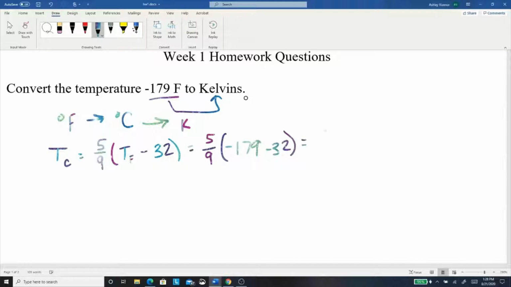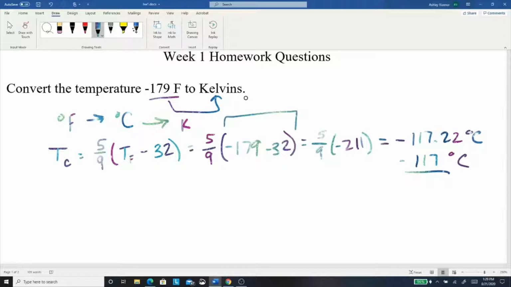So then that gives us 5/9 times negative 211. And then that in turn gives us negative 117.22 degrees Celsius. Now, if we're talking significant figures, this should be just negative 117 degrees Celsius. Because when you look at this, we were doing adding subtracting with the negative 179 minus 32. There's no decimal points there, so our final answer there would be 0 decimal points. So we're going to change it to that.